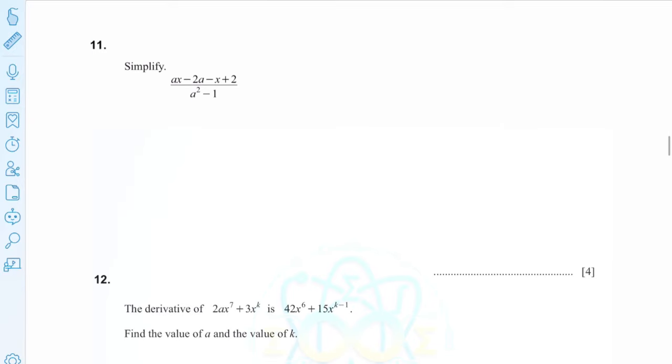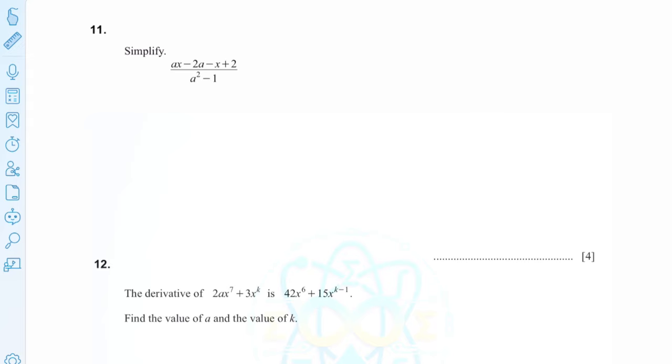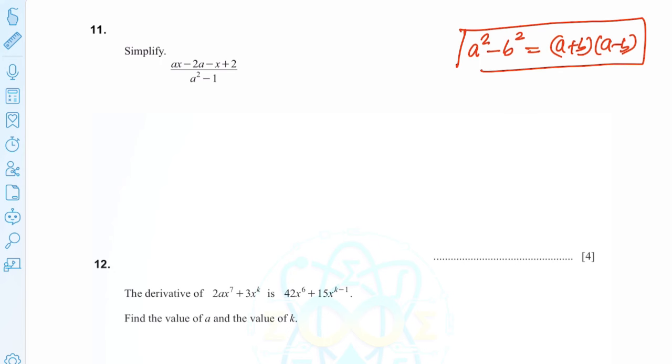Yes. Next, we'll move to question number 11. Before that, remember the formula: a squared minus b squared equals a plus b times a minus b. This is a formula we have. So the denominator we have is a squared minus 1, which I can write as a squared minus 1 squared. We can write it in factors as a plus 1 times a minus 1.